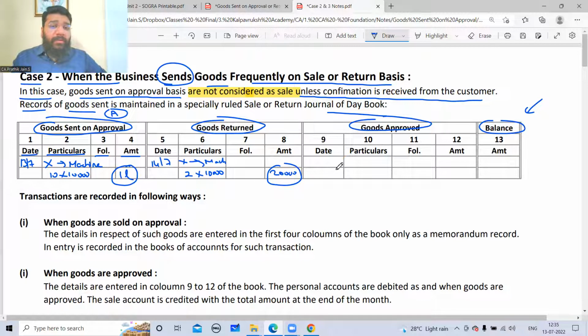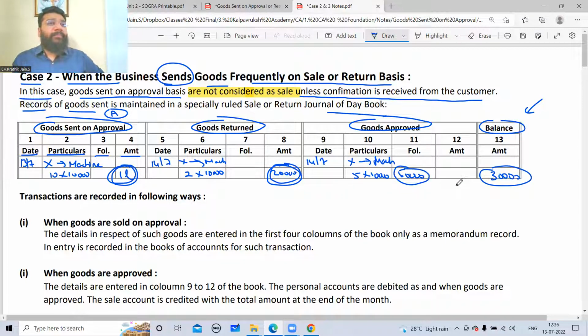And he says that, on 14th of July, sir, I'll keep 5 machines with me. X is telling that, sir, I'll keep 5 machines worth 10,000 each with me, which is 50,000 worth of machines. I'll keep it. So out of 1 lakh of machines, what you've sent, 20,000 has been rejected, 50,000 has been accepted. So what is the balance? 30,000. 30,000 is the balance.